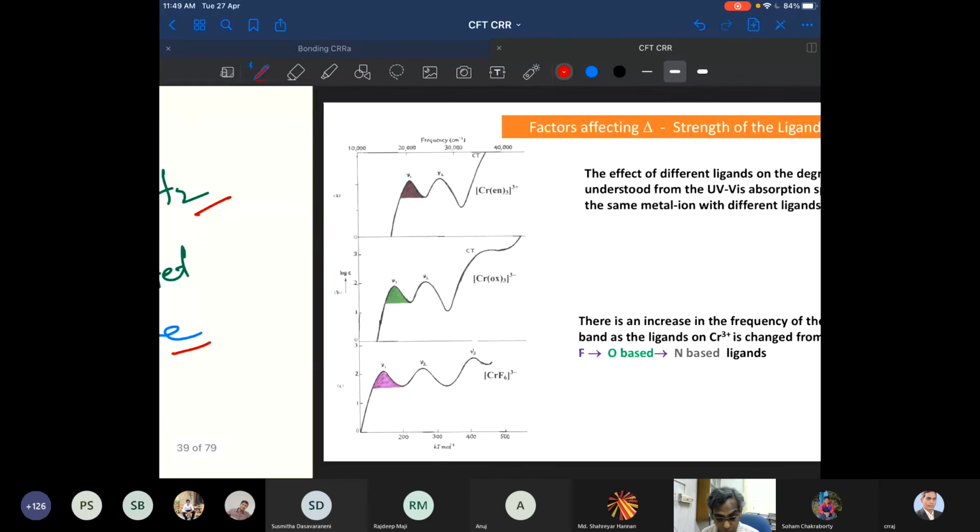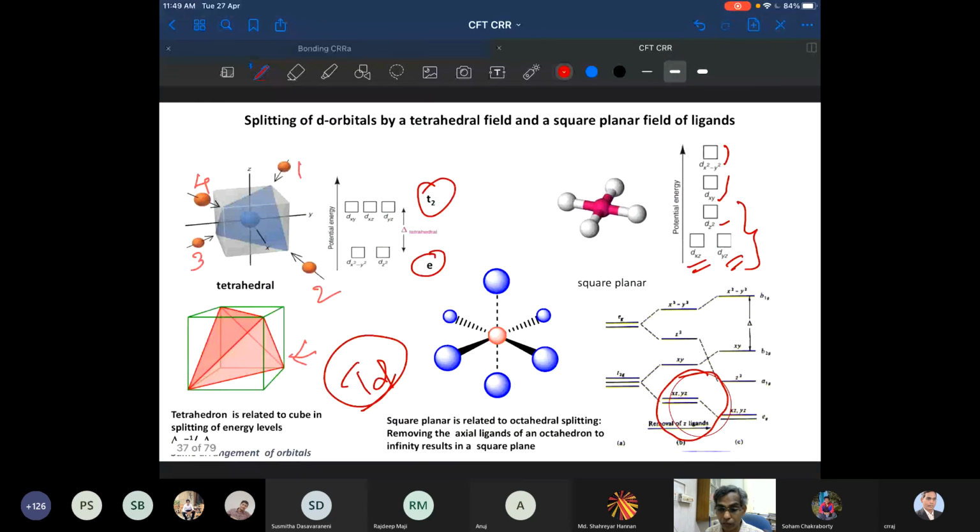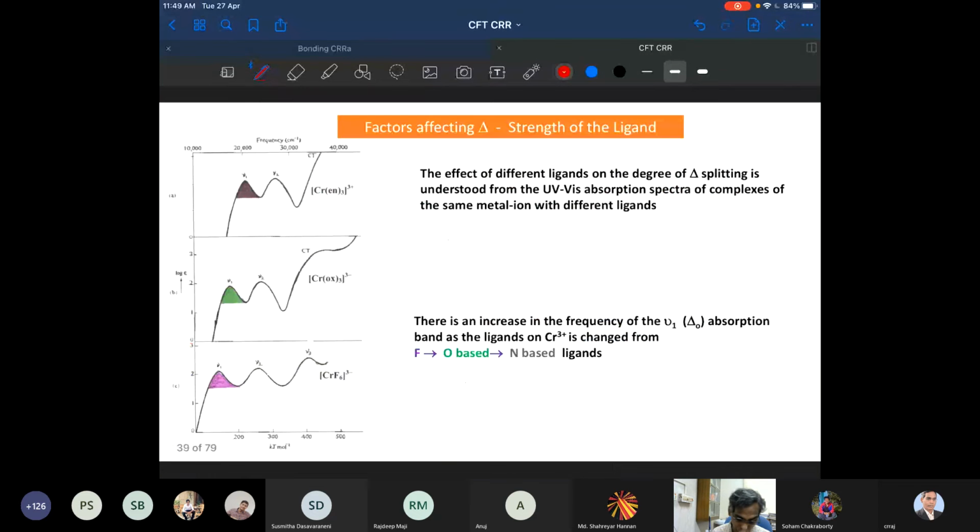Whatever I explain here is to make you understand how the number of ligands approaching the metal center influences the delta value, right? Okay, now you go here. The strength of the ligand, right?